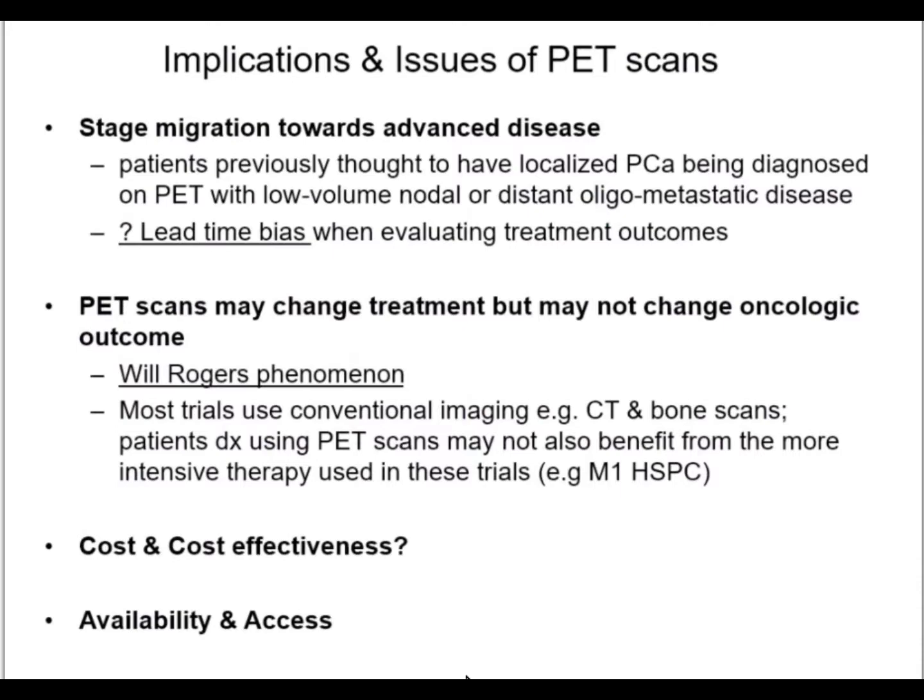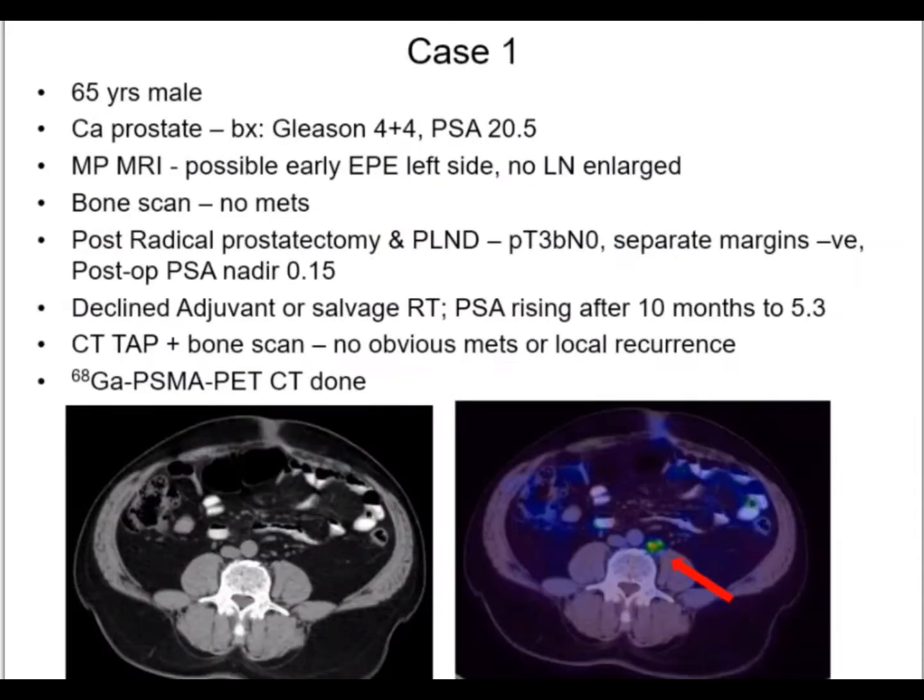The issue is with stage migration towards advanced disease, what we call lead time bias. We all understand that. PET scans may change treatment but may not change oncology outcome. That's called the Will Rogers phenomenon, where most trials use conventional imaging. We don't know whether these patients will really benefit from these trials or not. And of course, the cost and cost effectiveness are problems, and availability and access are also key issues. I showed quickly very short cases.